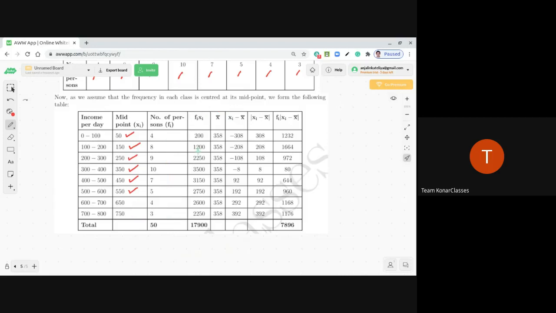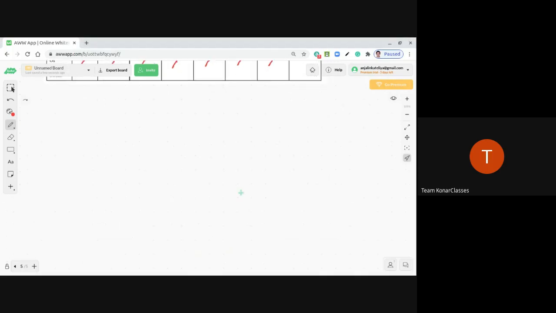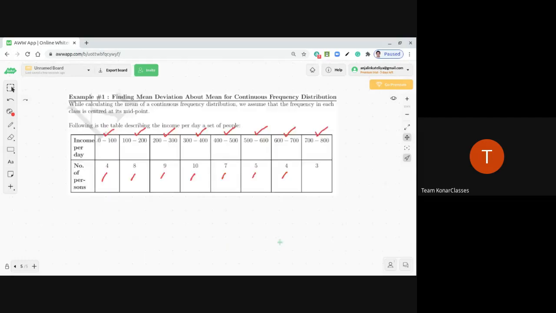I think I gave a wrong example here. This is not the example I wanted to give. I wanted to give a different example. Sorry, ignore this one.